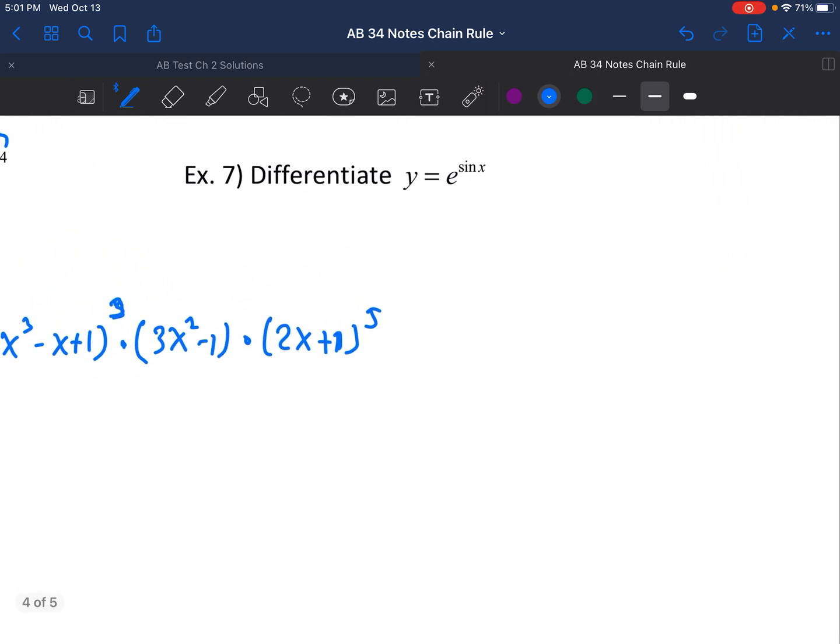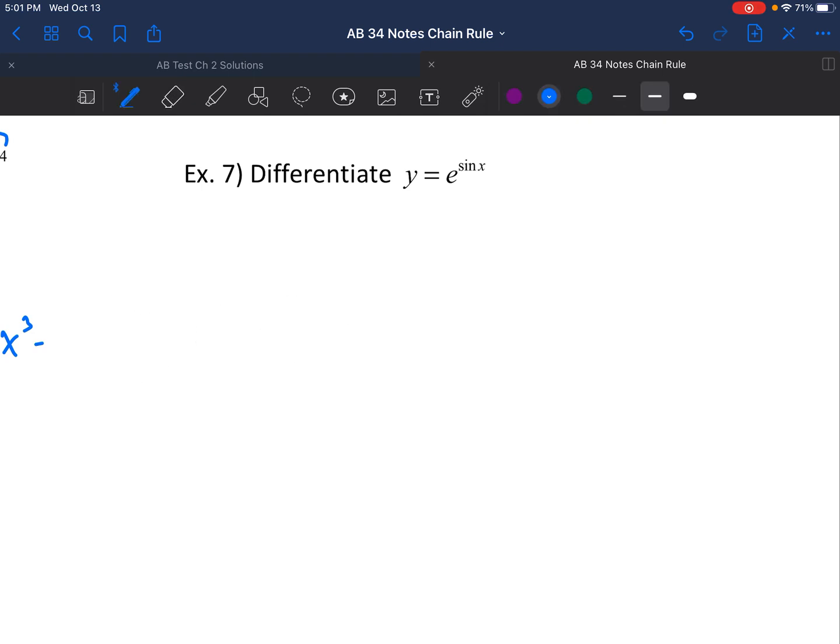Next up, just going to clear that room. Y equals e to the sine x. There's our function inside of a function. Y equals e raised to the sine of x. Our exterior function is that e raised to the variable, raised to something. Our interior function is the sine of x. So derivative of the outside multiplied by the derivative of the inside.